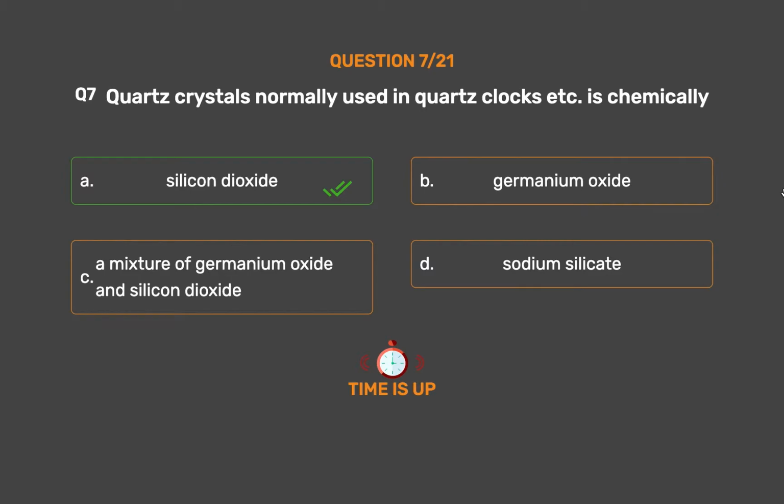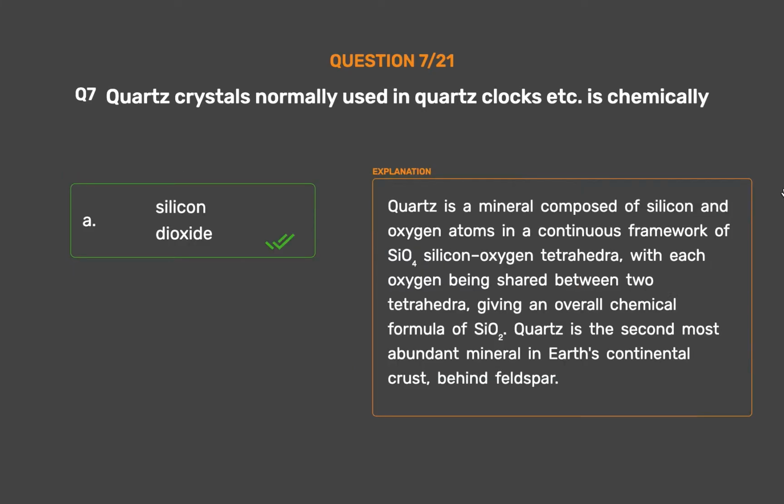Silicon dioxide. Quartz is a mineral composed of silicon and oxygen atoms in a continuous framework of SiO4 silicon-oxygen tetrahedra, with each oxygen being shared between two tetrahedra, giving an overall chemical formula of SiO2. Quartz is the second most abundant mineral in Earth's continental crust, behind feldspar.